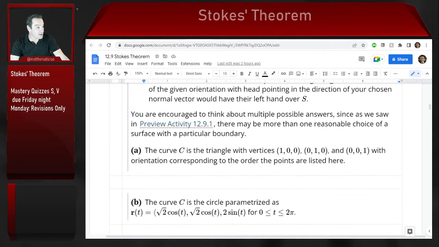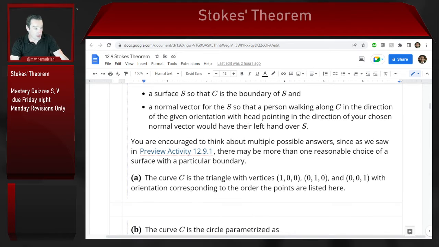So for our sake, let's just do part A together. So the curve here is a triangle with these 3 vertices with the orientation corresponding to the order in which the points are listed. Find a surface such that C is the boundary of that surface, and also figure out which direction the normal vector ought to point, given the orientation of the boundary curve that's been provided for us.